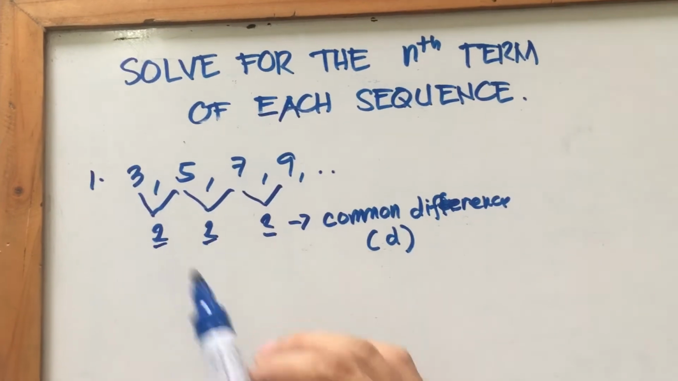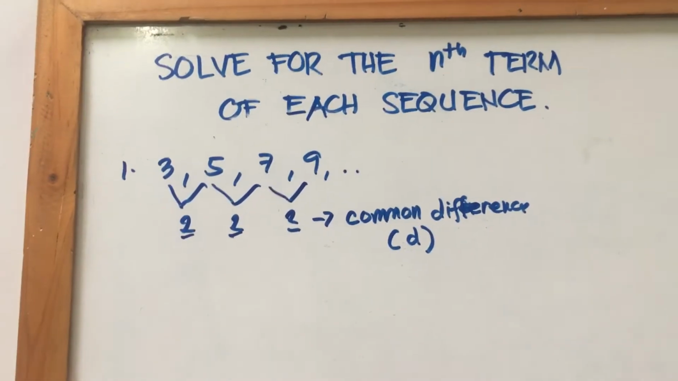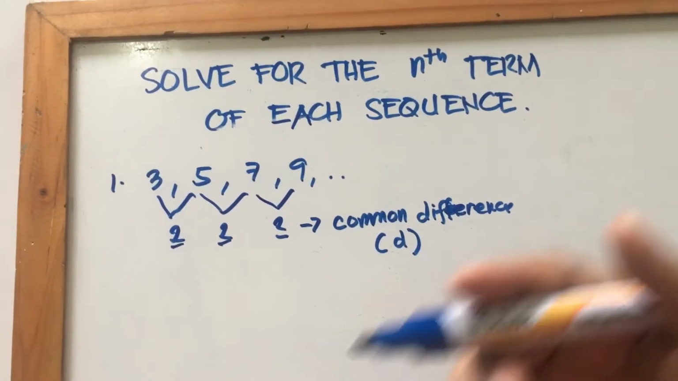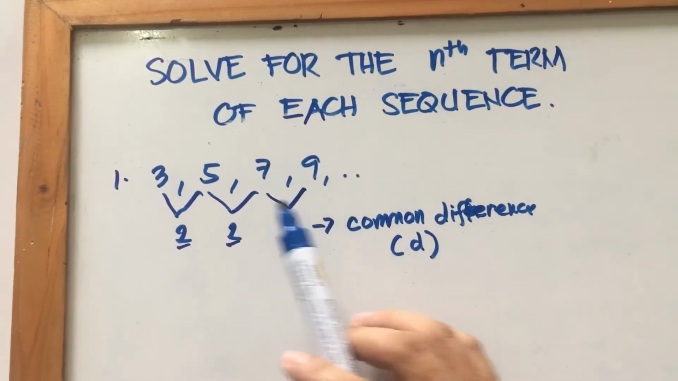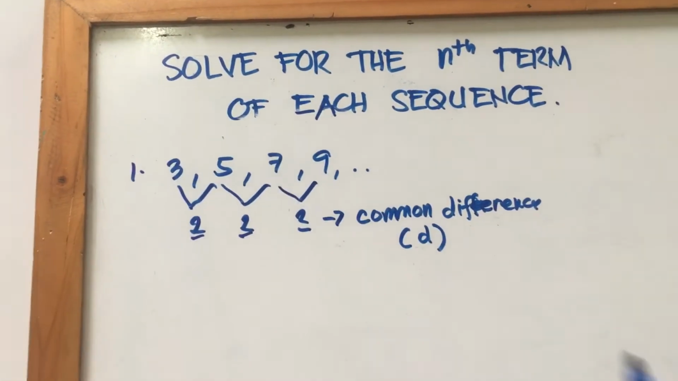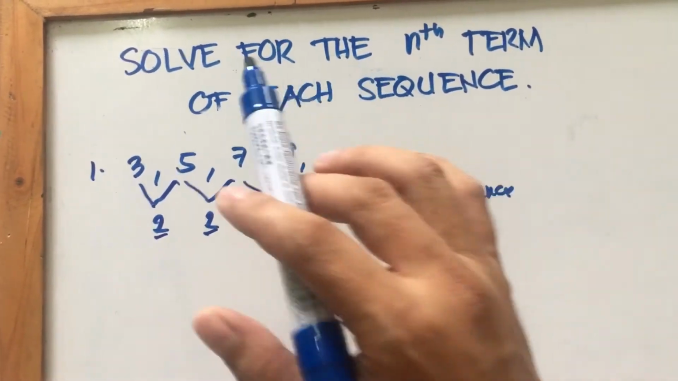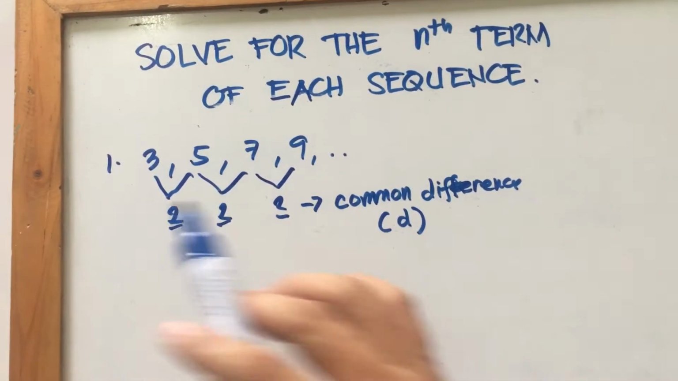So what specific term? What nth term? Which means it's just like a formula or a guide for us to solve that problem, wherein if you're asked to find the value of your n, you will arrive at this certain sequence. Again, we are asked to find or to solve for the nth term of that certain sequence.